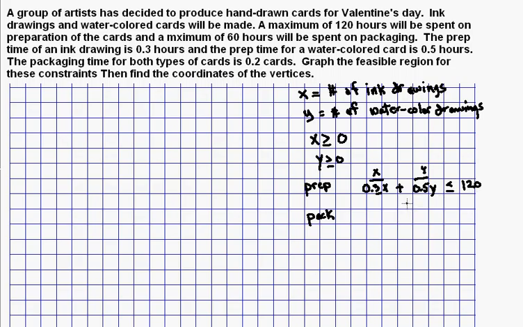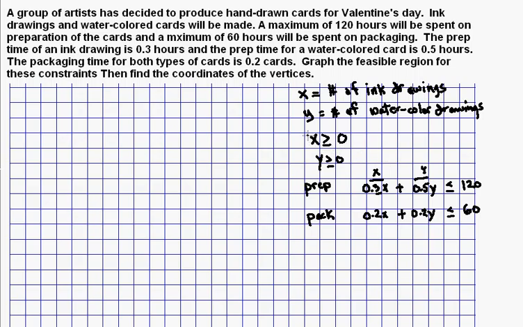Likewise, for the packaging for both types of cards is 0.2 hours. So that's going to be 0.2x. That's the total amount of time for packaging the ink cards. Here is my 0.2y. That's the total amount of time for my watercolor packaging. And the maximum amount is 60 hours. It says 60 hours will be spent on packaging, so that's going to be 60. So those are my 4 inequalities.